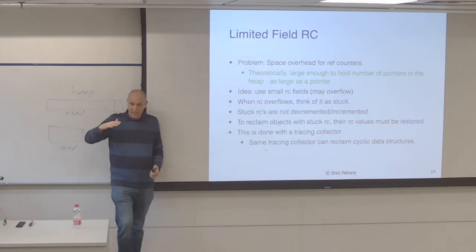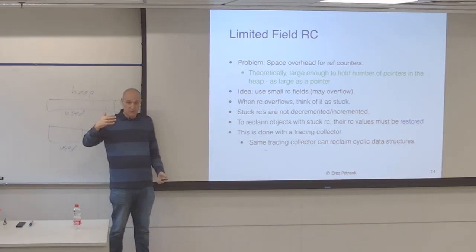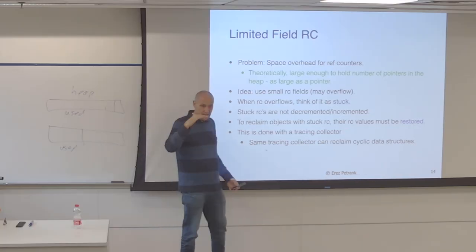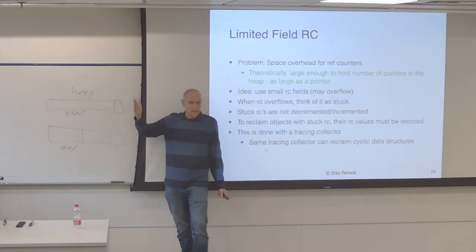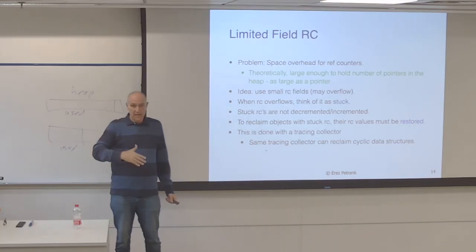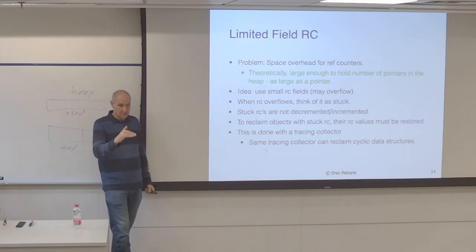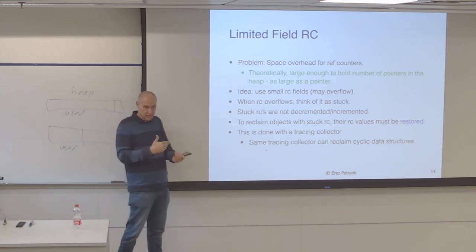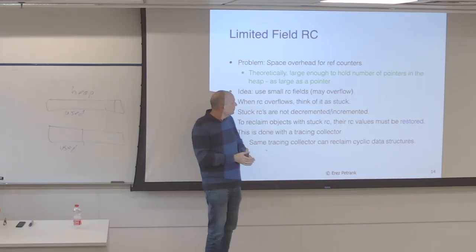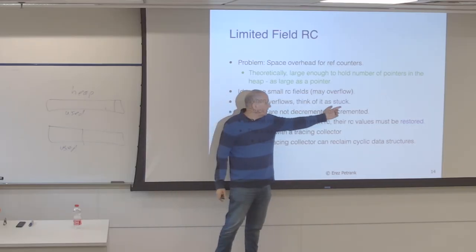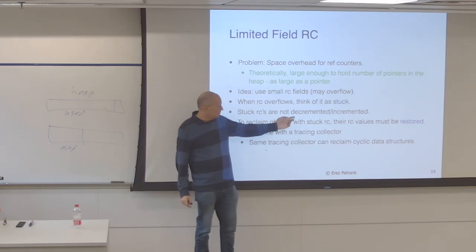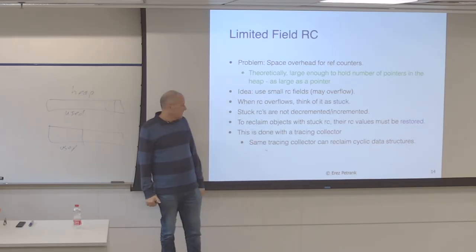And I don't know if I attempted to increment it in the past, so I cannot decrement it. Maybe it's now 19, and all I have in my field is 15. So I cannot decrement it when it loses a pointer. So I just call it stuck, and I don't execute any decrements or increments.